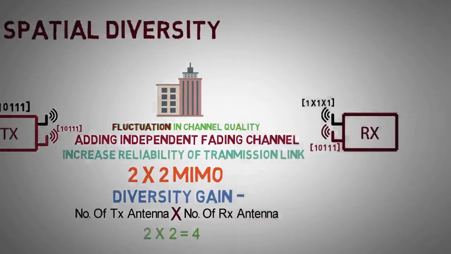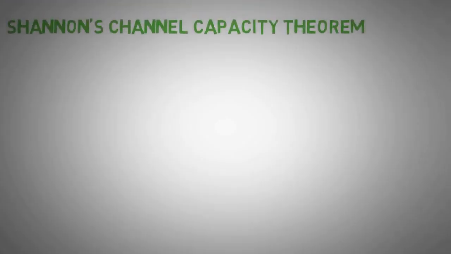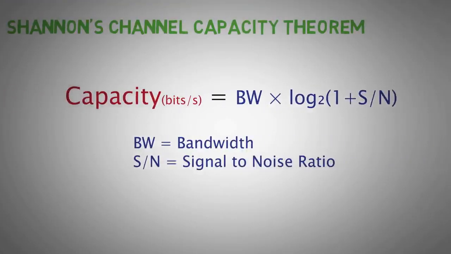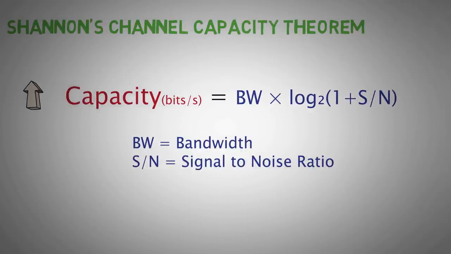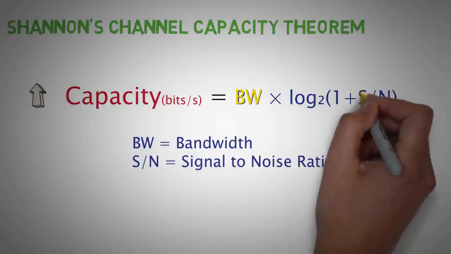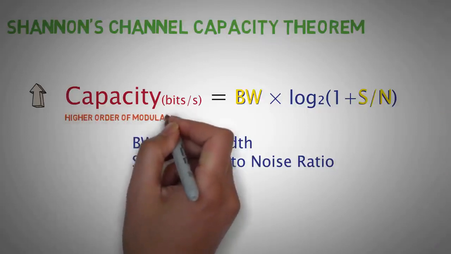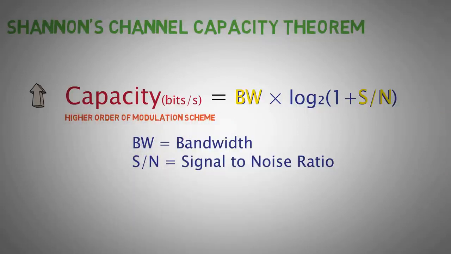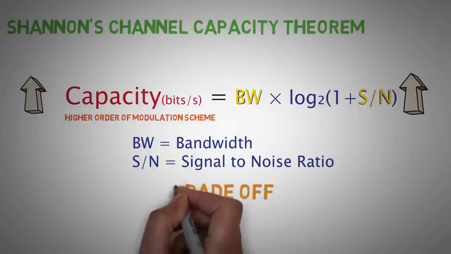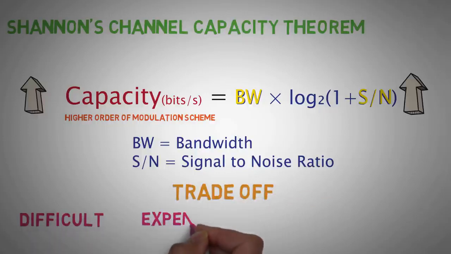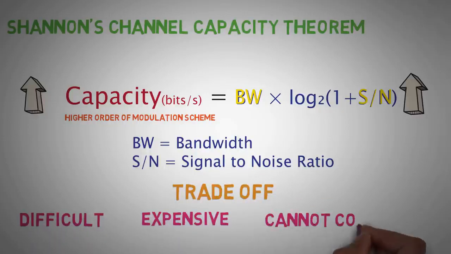Now, as per Shannon's channel capacity theorem, there is a limit on the capacity of a channel for a given bandwidth. The capacity is also limited by the signal-to-noise ratio of the received signal. By using a higher modulation scheme, we can certainly increase channel capacity, but for that, we have to have a high signal-to-noise ratio. This trade-off can be difficult, expensive, and sometimes we cannot compromise.